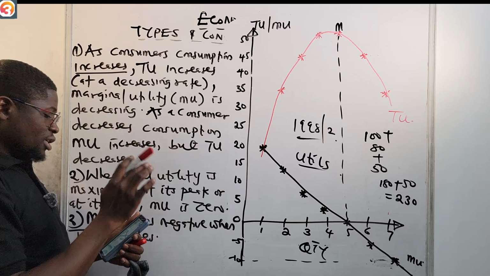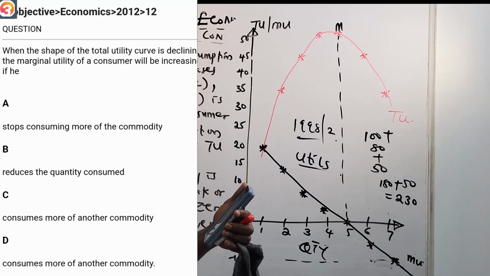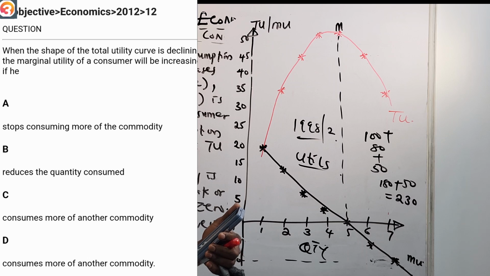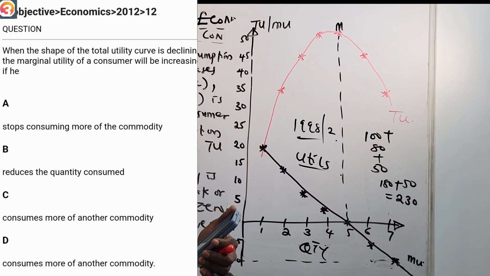I've spoken about that. A says stops consuming more of the commodity. B says reduces the quantity consumed. It is when he reduces, when he decreases the quantity he is consuming. Correct answer is option B. C says consumes more of another commodity. Nothing like that. D says consumes more of another. Nothing like that. Correct answer is option B. When it reduces, it is his consumption.